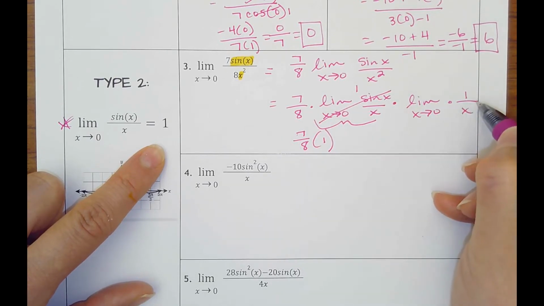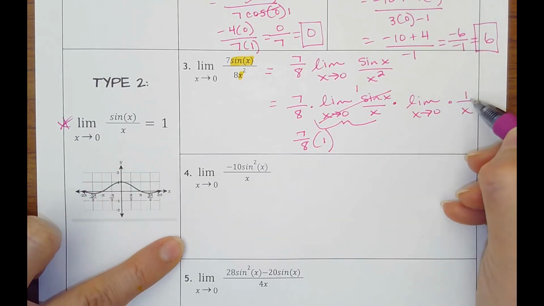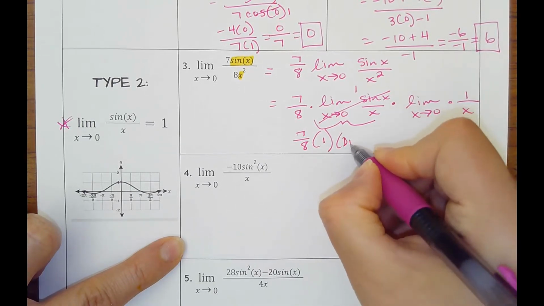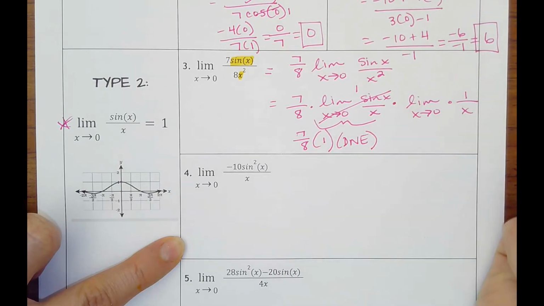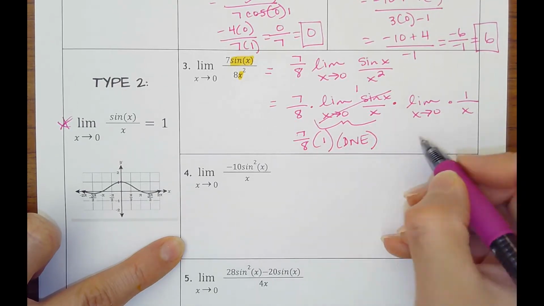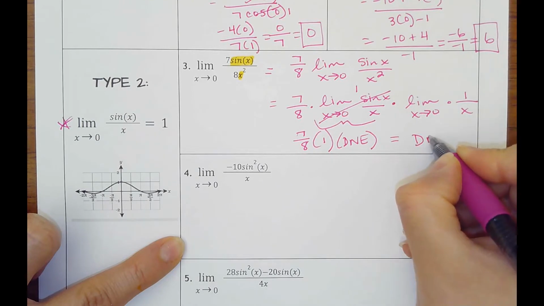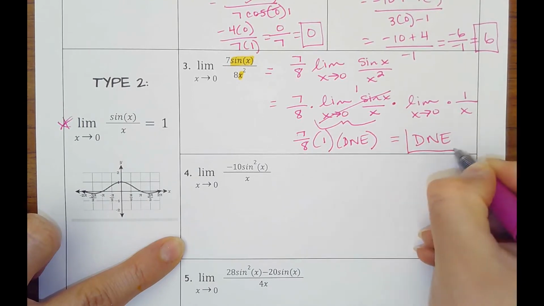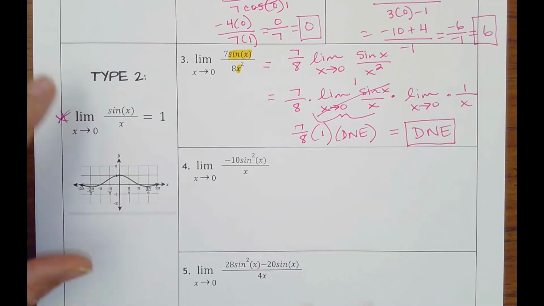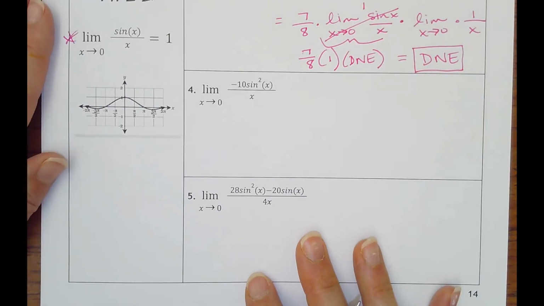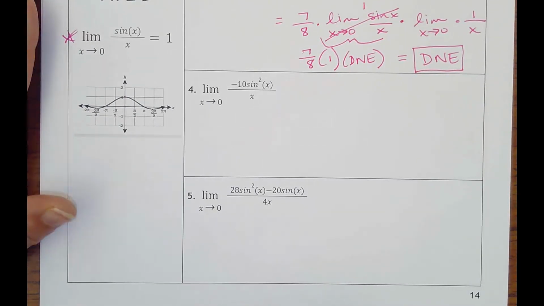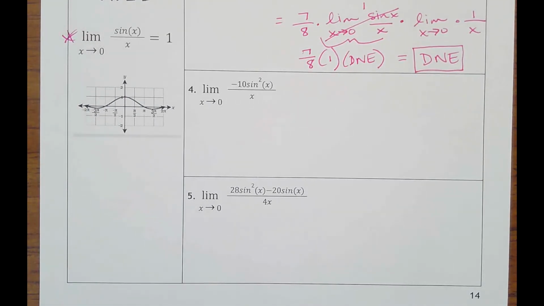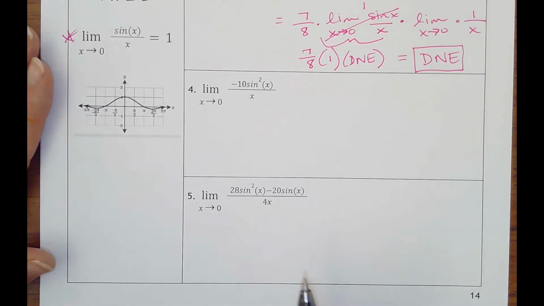And then once you break this apart and I plug in 0 right here, I cannot have 1 divided by 0. That is a does not exist. And again, as soon as we get a does not exist for one piece, I can't do anything else. That would be a final answer of does not exist. So there must be some oscillating behavior or some kind of jump at x is 0 in that function. All right, number 4.